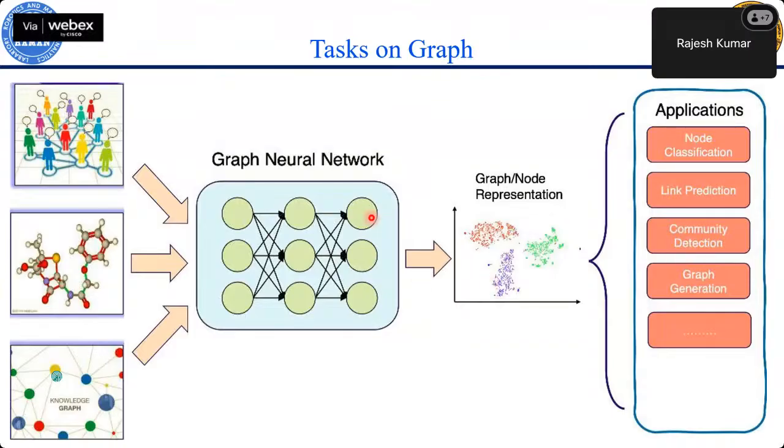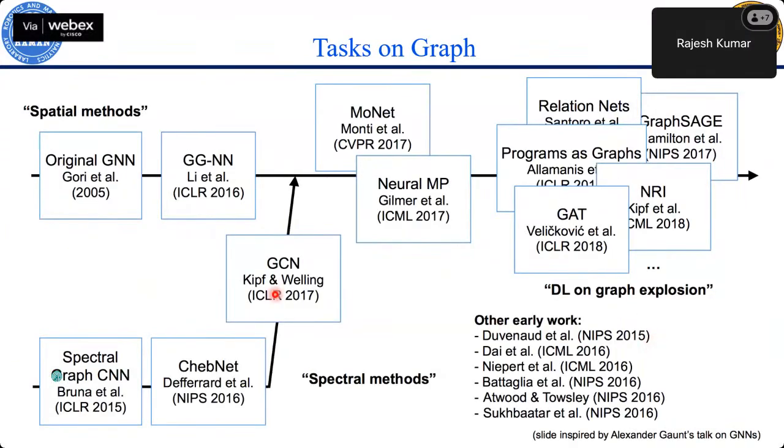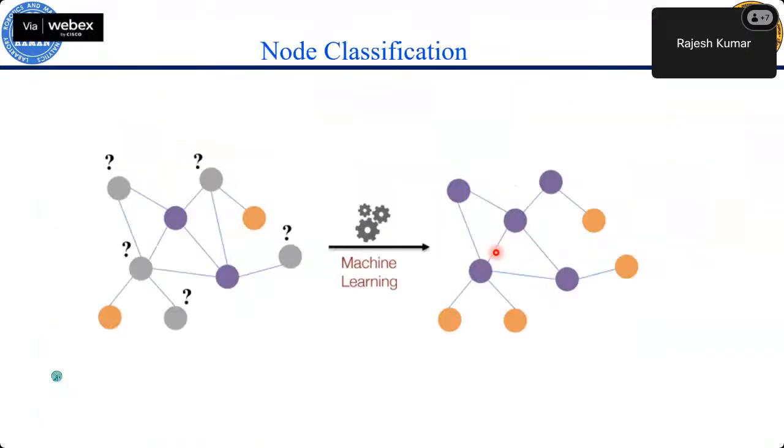Graph means we have links and we have nodes. So it will do the job of node classification. We'll come to that, what is node classification. It can go for link prediction. We can do community detection. We can do graph generation also, and there are many more such applications. This is the pipeline system. The original GNN was proposed in 2005, and later on some modifications came into the picture. How they performed and how people have developed the modifications, we will discuss in the coming slides.